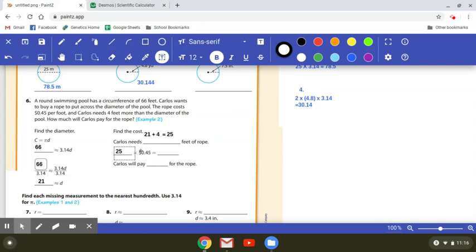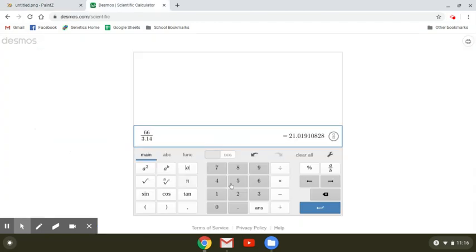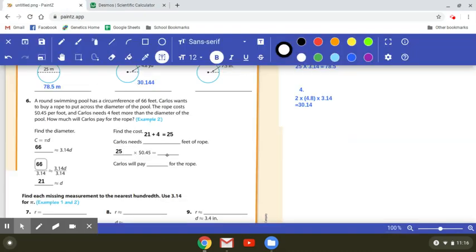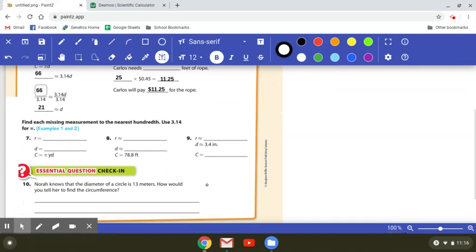Notice that this is less than 1. So in your brain, you should be thinking it's going to get smaller. So let's see what that is. 25 times 0.45, 11.25. So how much is he going to pay? He's going to pay $11.25 for the rope.